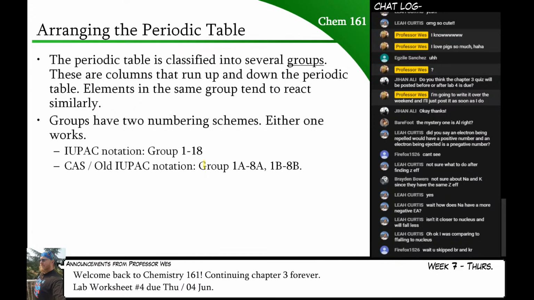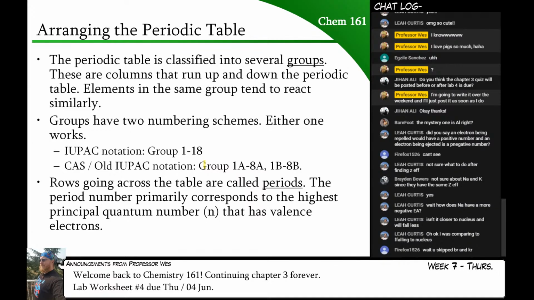Now, we've used this terminology already, periods and groups. All you really need to know is that groups go up and down. They are columns. And periods go across. They are rows. As you've probably noticed, the period that an element is in represents the highest principal quantum number that is available to it. For example, anything in period 5 will have electrons in the valence shell n equals 5.